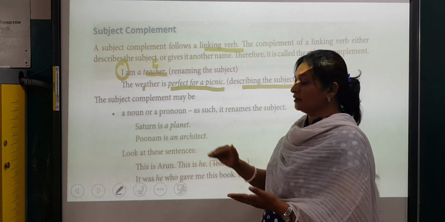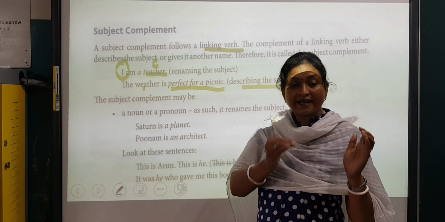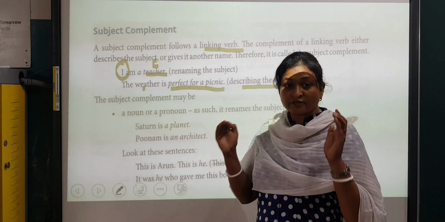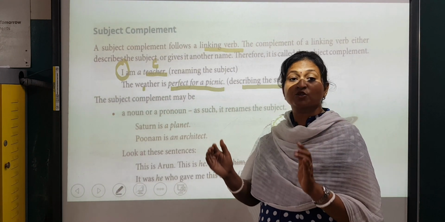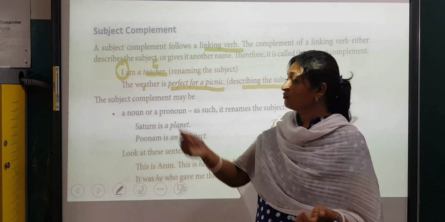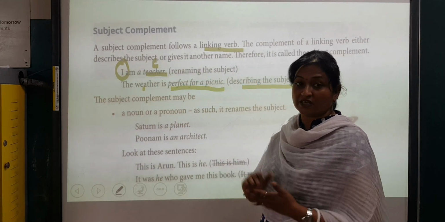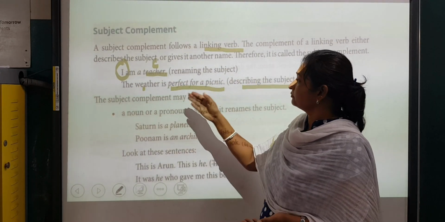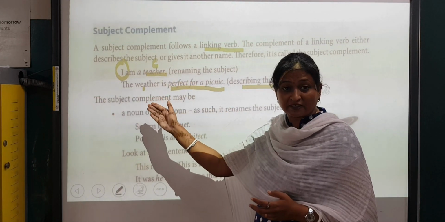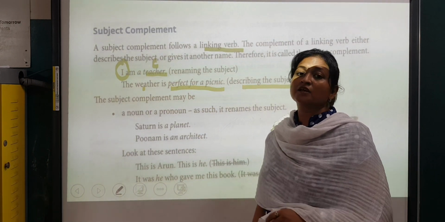So, that means that complement, if it is related to the subject, for example here, the teacher, as I told you before, that complement will be found in the predicate side. But you have to see what it is related to. For example here, it is related to the subject I, because it is renaming the subject. I and teacher is the same person. In the second sentence, perfect for a picnic is actually describing weather which is there in the subject. So that's why we call it subject complement.